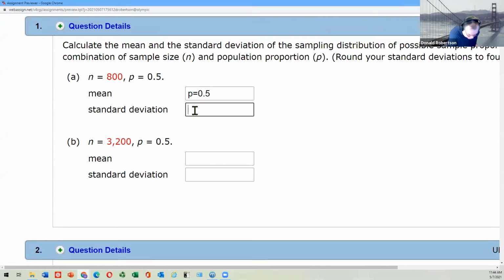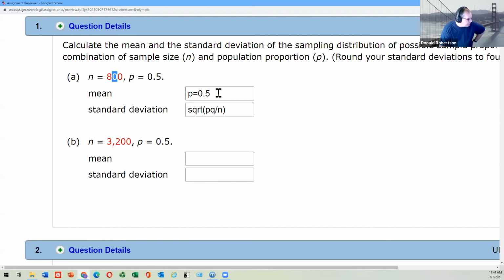Now, to get the standard deviation, won't you have to do the square root guy? And I'm just going to call it PQ divided by N, right? And you get 0.1234.